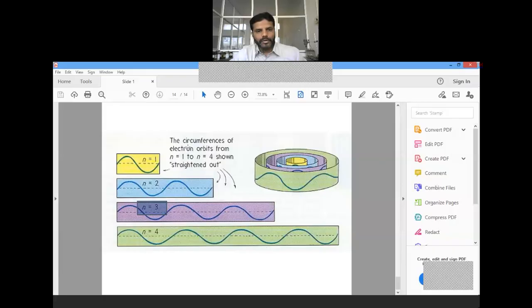If we come to the orbital, it is found that the first energy level is denoted n equal to 1, the second energy level n equal to 2, the third energy level n equal to 3, and n equal to 4. So n is the principal quantum number. It explains that electrons are moving in a specific energy level.